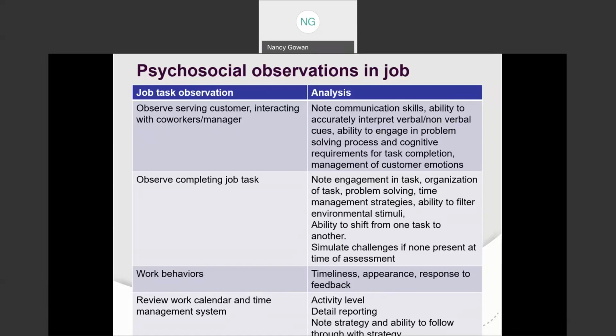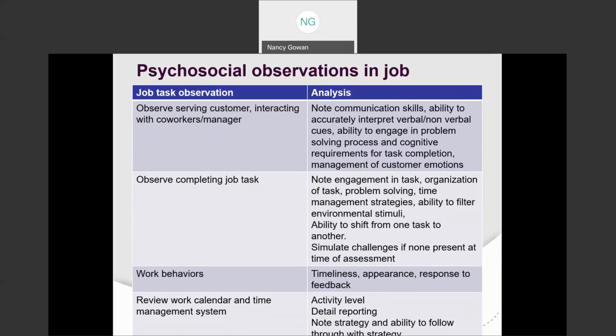You're also analyzing work behaviors. Are they on time for the assessment? What is their appearance? What is their response to feedback that you might give during the assessment or that the manager might be giving? Are they able to be on time during the task? So, knowing that they have a customer in front of them, are they completing that task in a timely way so that they are keeping that customer engaged in that process and completing that according to productivity standards?